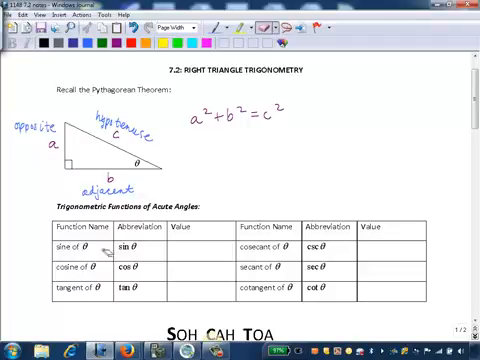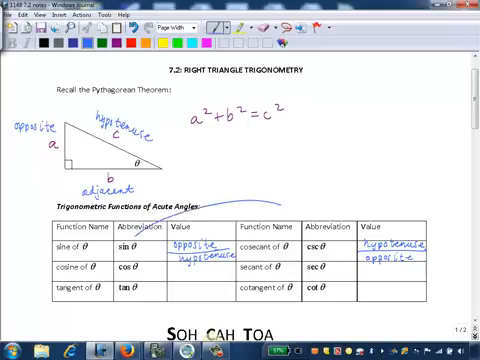The sine of theta is the ratio of the opposite side to the hypotenuse. So opposite over hypotenuse. And then cosecant of theta is just the reciprocal of sine. So if sine is opposite over hypotenuse, then cosecant is hypotenuse over opposite. So these are reciprocals.